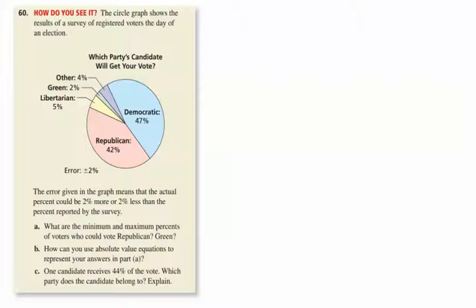So letter A. What are the minimum and maximum percents of voters who could vote Republican and who could vote green? So we'll answer the Republican question first. Remember in the graph here it shows that Republicans were at 42%. But we know the percent error is plus or minus 2, so it could actually be down to 40 and up to 44.